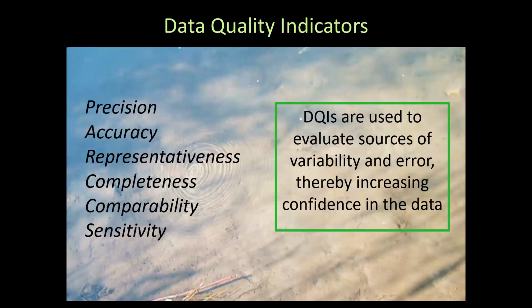There's a whole suite of data quality indicators that are commonly used to evaluate sources of variability and error while water quality sampling. And these evaluations can increase the confidence in the data by communicating to others how comparable, how complete, how representative, how accurate, how precise, and how sensitive the data is.